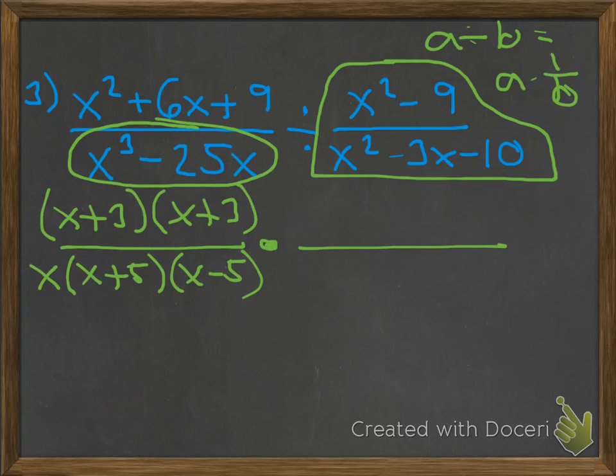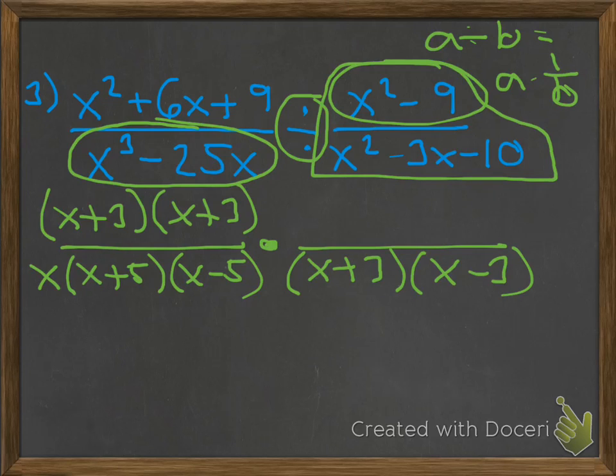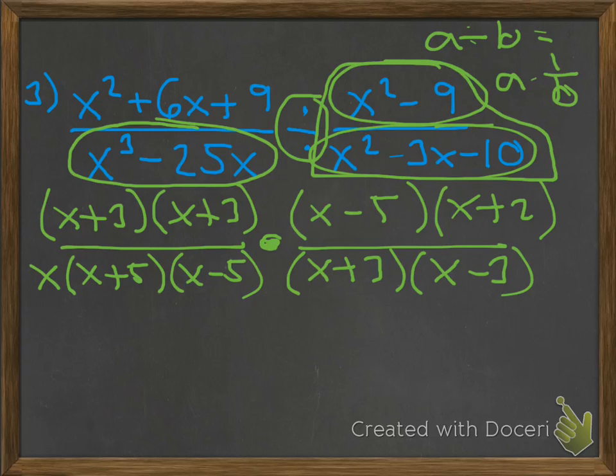Now x squared minus 9 I know is x plus 3, x minus 3, but since it's division, I'm going to move that to the denominator, and I have the multiply sign in between. So I've taken care of that with the multiply sign. And then I hope that this denominator here factors as well, and it does. X minus 5, x plus 2.